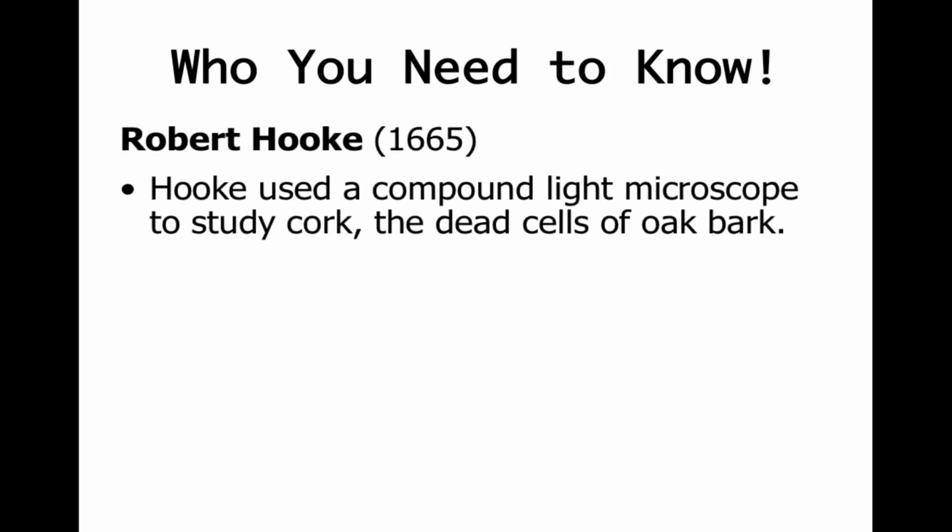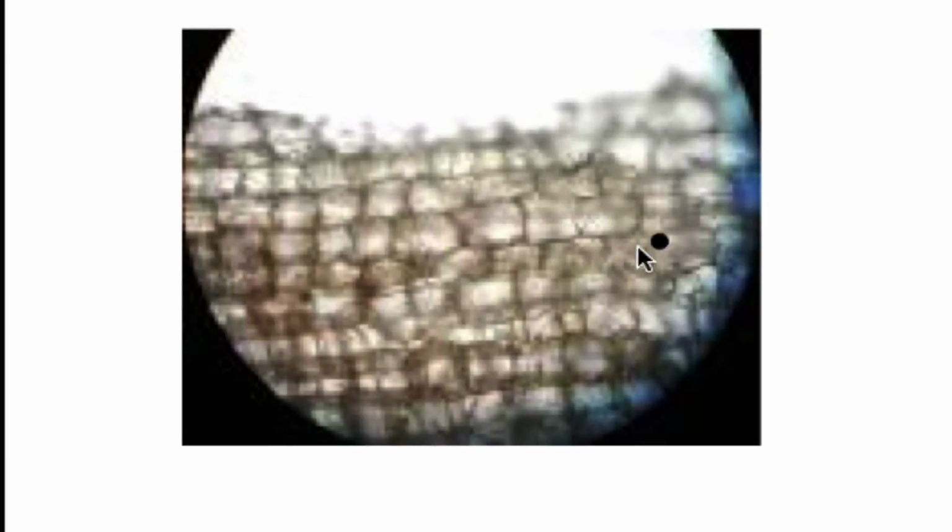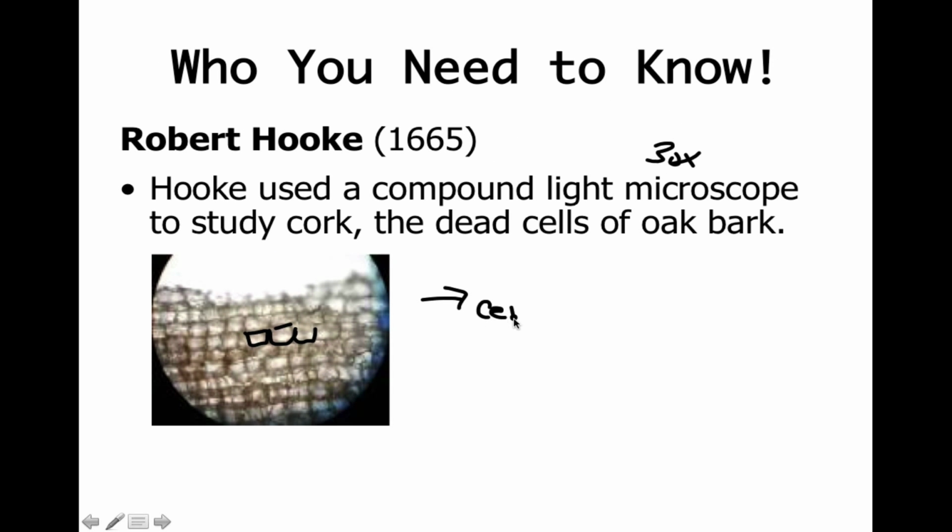So let's talk about some of the scientists that you need to know. The first scientist that you should know is the scientist Robert Hooke. Robert Hooke used a compound light microscope which only magnified about 30 times. And just to remind you, our microscopes in our classroom can magnify up to 400 times. So he studied cork, which is the dead cells of oak bark, and what he noticed under his microscope were these tiny empty boxes, and he thought that these empty boxes resembled the cells of a monastery, and this is where the term cell came from. That came from Robert Hooke.